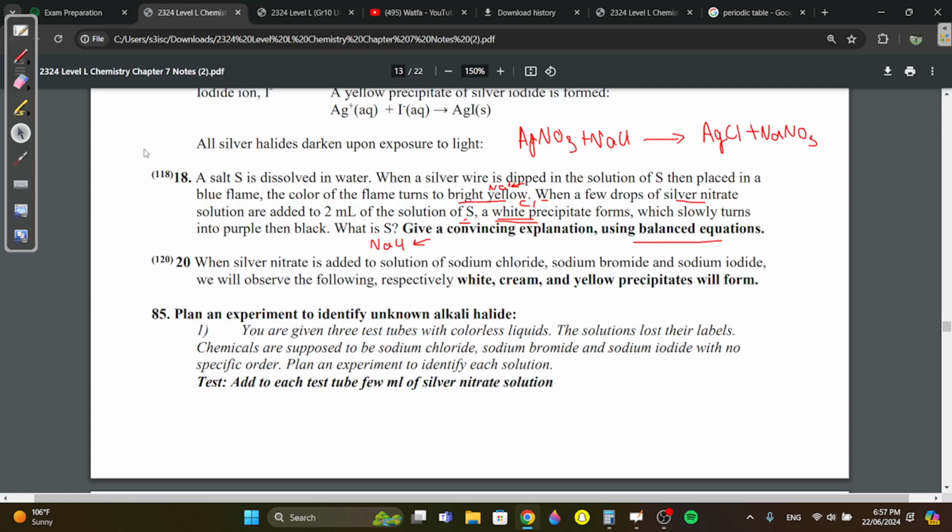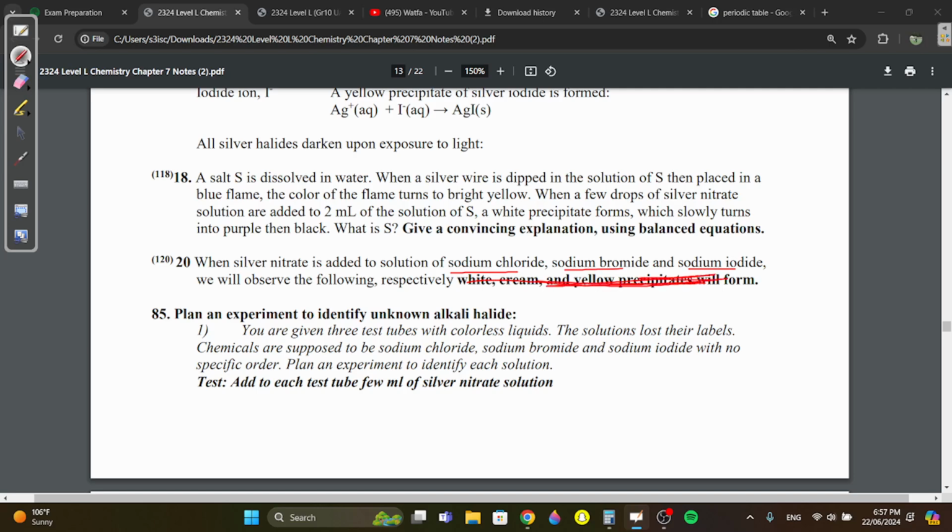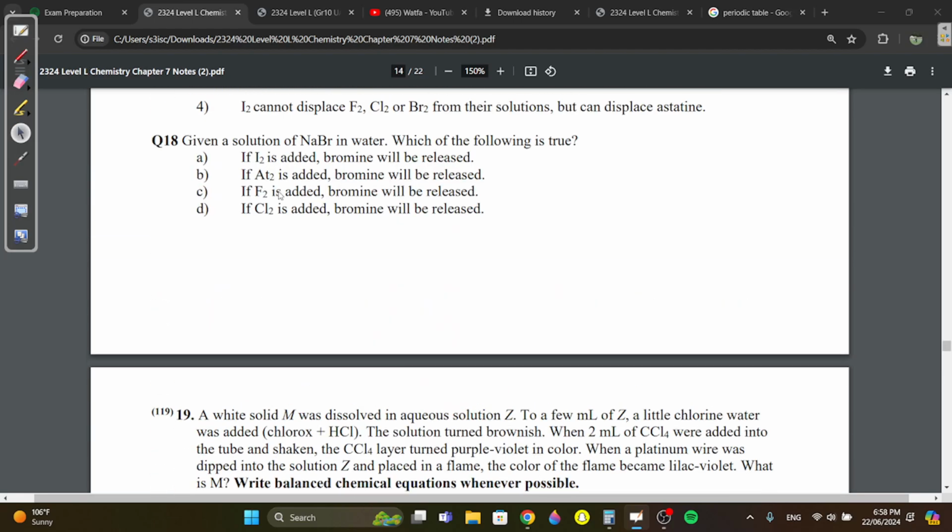Question 20: when silver nitrate, AgNO3 again, is added to a solution of sodium chloride, sodium bromide, and sodium iodide, we'll observe the following respectively. Okay, this is the answer. We're not supposed to know this. Obviously for sodium chloride, it's going to be white. For bromide, it's going to be creamy. And for iodide, it's going to be yellow. Remember, I love yellow. Iodine loves yellow.